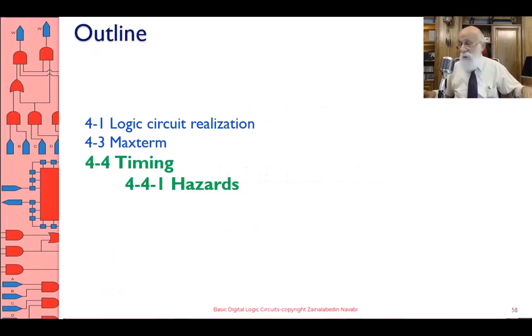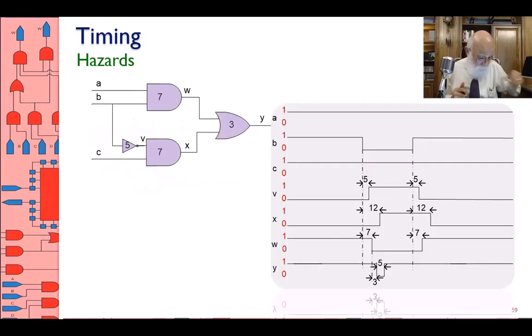We are looking at timing hazards. What is a hazard? Here is a very simple circuit, two AND gates and one OR gate. Now I'm putting some delays in the circuit. Let's say 7 nanoseconds for the upper AND gate, 3 nanoseconds for the OR gate, 7 nanoseconds for the lower AND gate, and the inverter is 5 nanoseconds. Why do I choose these values? Well, let's not worry about this. I want to show you something that happens in this circuit considering these delay values.